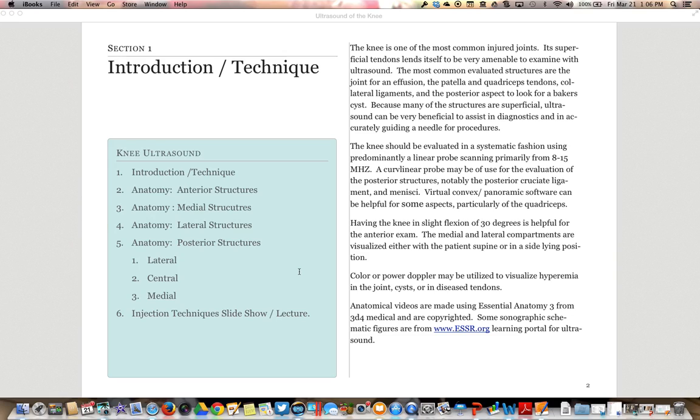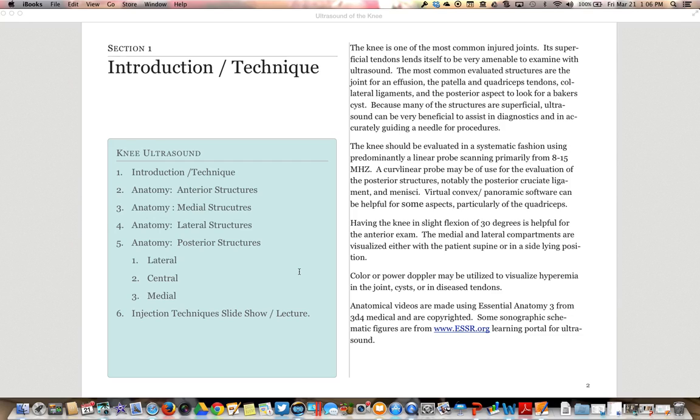The knee is one of the most commonly injured joints. Its superficial tendons lead it to be very amenable to examination with ultrasound. The most commonly evaluated structures are the joint for an effusion, the patella and quadriceps tendons, collateral ligaments, and the posterior aspect to look for a Baker's cyst. Because so many structures are superficial, it is often very beneficial to use ultrasound to assist in diagnosis, as well as in accurately guiding a needle for procedures.